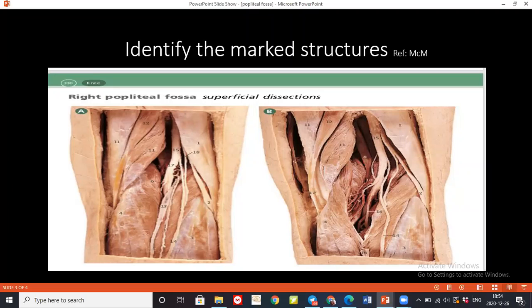Can you please tell me how many bursae are associated with the knee joint? So we have a suprapatellar bursa, the prepatellar bursa, the infrapatellar bursa, and there is one more, so we have 4 bursae.